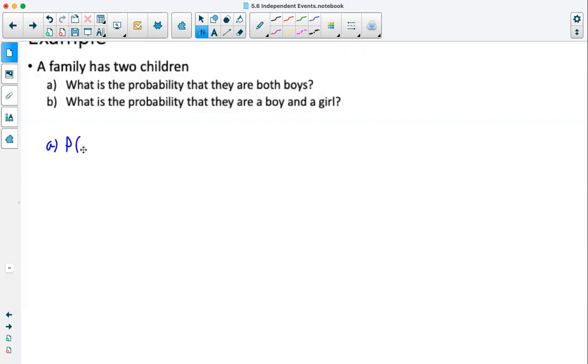So we're going to have P of A and B equals P of A times P of B. Now, the probability of the first one being a boy would just be 1/2. And then the probability of the second one being a boy would be 1/2. Multiply those together and our probability is 1/4 or 25%.